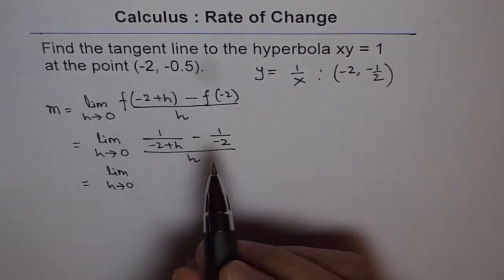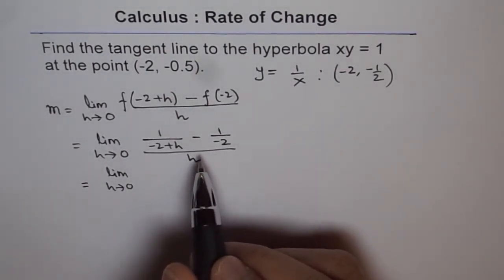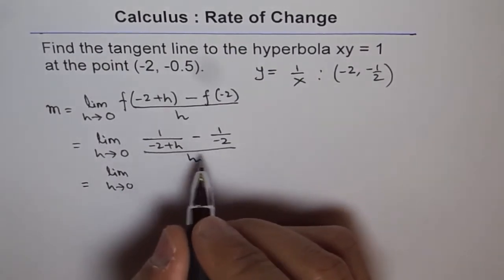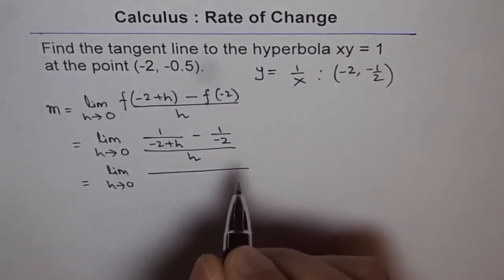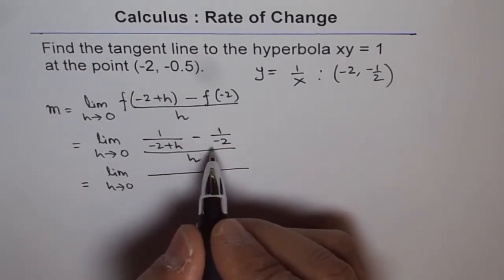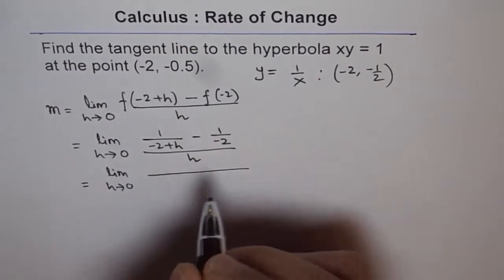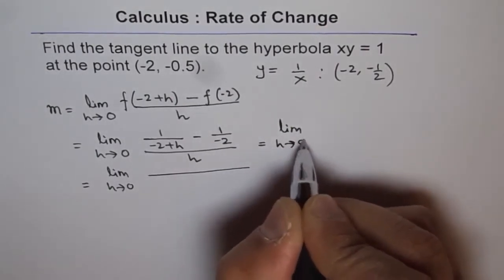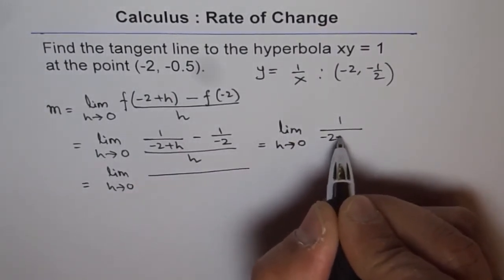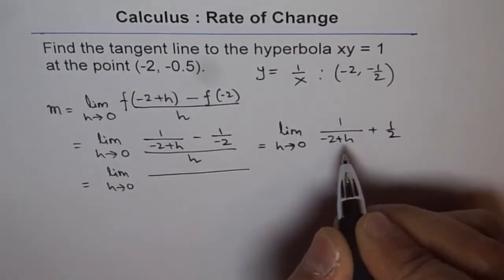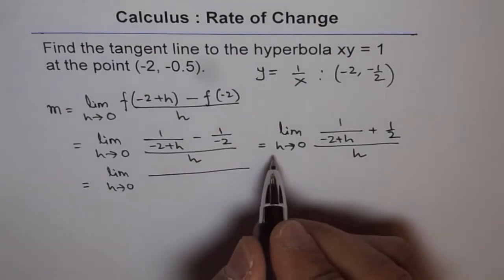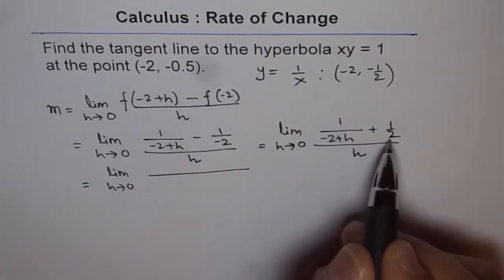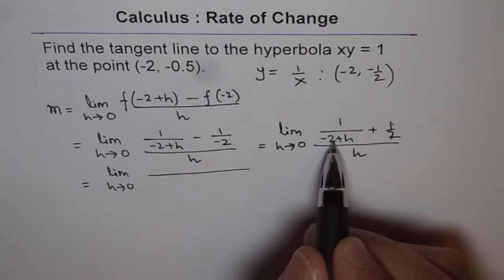There are too many minuses here, so what we can do is make this a plus. So we can write this as the limit as h approaches 0 of 1 over -2 plus h, plus half, correct, over h. And then we'll simplify this one. So we'll take 2 times this as a common denominator. In that case, this one gets multiplied by 2 and this one gets multiplied by -2 plus h, right?